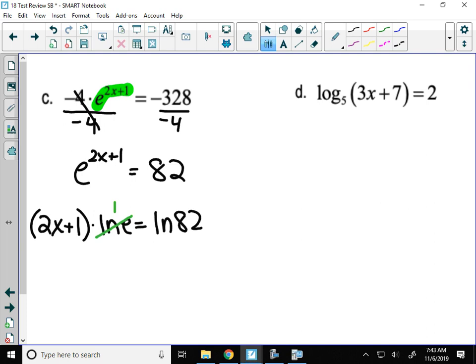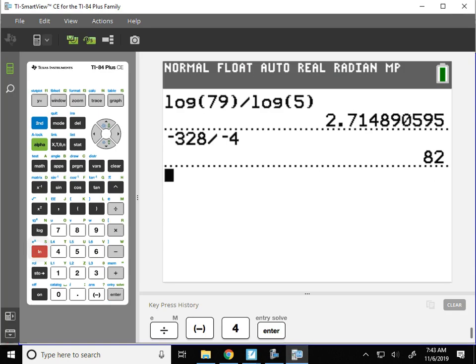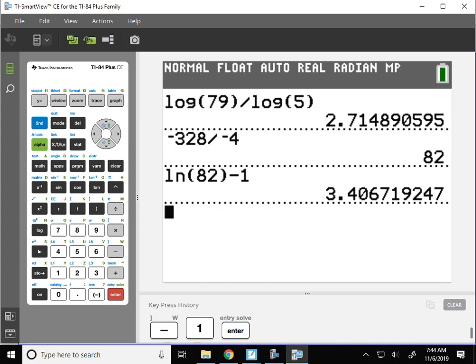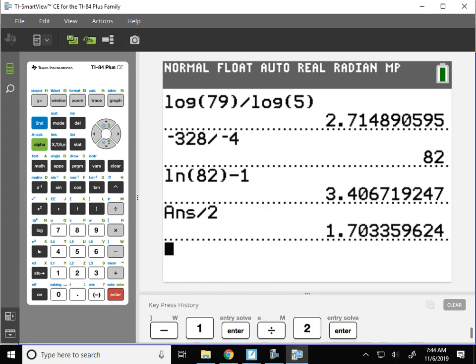To finish solving this, I'm going to subtract the 1 first, just like a regular solving equation, move the 1 to start. And then I'm going to divide by 2. I'm going to do this all at once. So when I type this in my calculator, I'm going to take the natural log of 82, subtract 1, and then divide by 2. Okay, so natural log of 82, close your parentheses, minus 1, and then divide by 2. And that is 1.703.